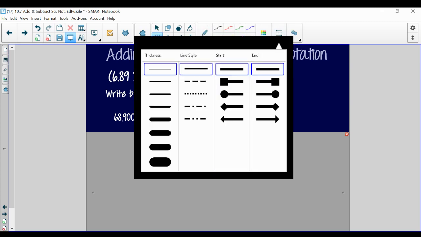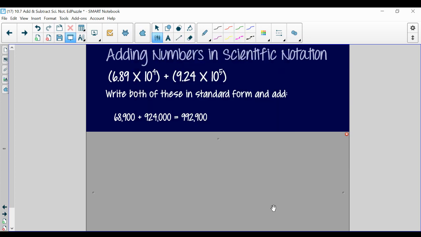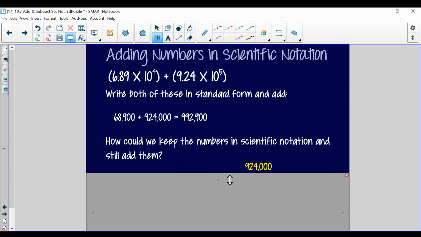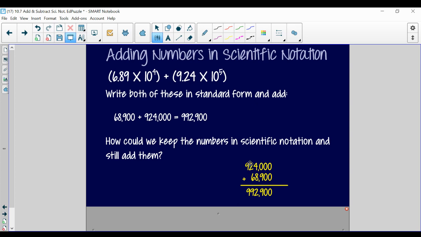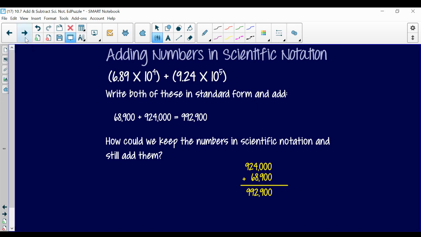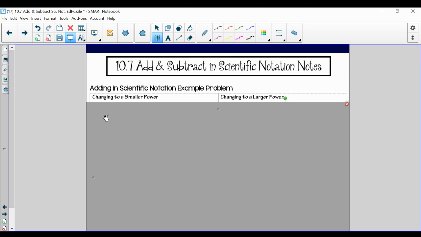So when we are adding in standard form, it's over here in yellow. It's almost like we're lining up all the place values and then we add them. So we have to think, how do we make the place values line up but keep it in scientific notation? So that's what we're going to look at today. So you can write this down now.